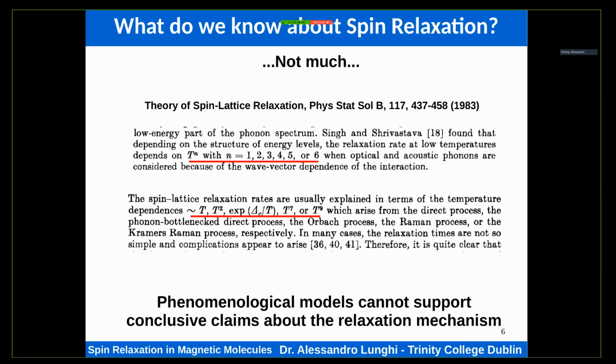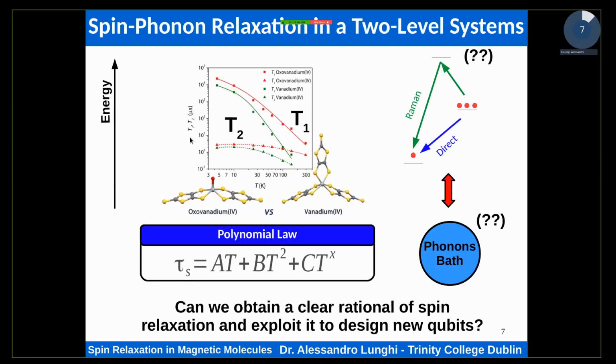And this is a problem because if we just measure relaxation time as a function of temperature and fit a polynomial relation, we have no idea what's behind these coefficients that we are fitting. We don't know what the physics behind A, B, or C and X is. But this is exactly what we need to know if we want to improve these molecular magnets. So we need to have a microscopic understanding of what's going on during relaxation.